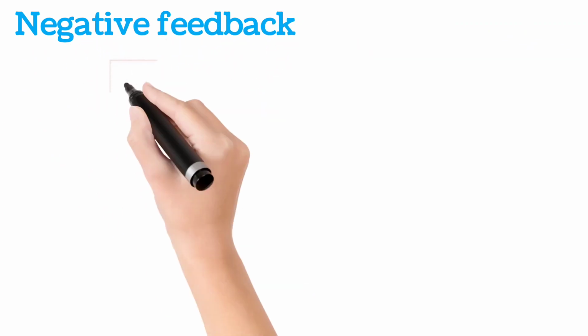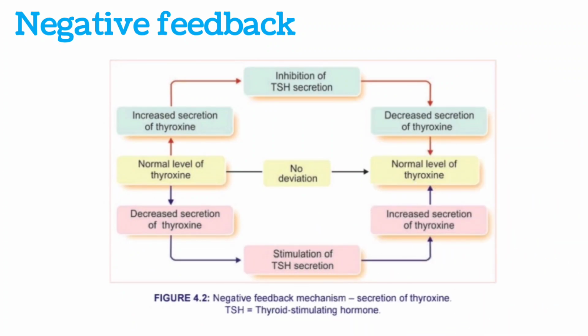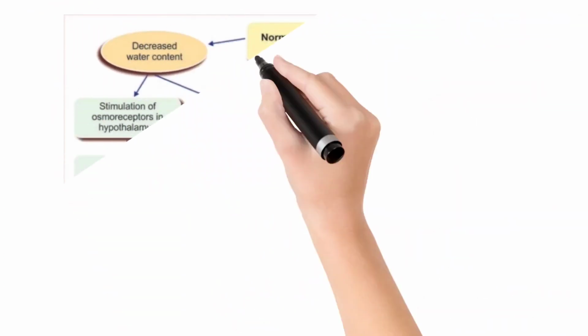So, what is negative feedback? We have a very common example to explain this. For example, we have normal levels of thyroxine. Here there is no deviation from this normal level, and the normal level is continued. But when there is increased secretion of thyroxine, there is inhibition of TSH secretion, which leads to decreased secretion of thyroxine, and again the normal level of thyroxine is achieved. The lower part of this diagram shows that when there is decreased secretion of thyroxine, there is stimulation of TSH secretion, and increased secretion of thyroxine, and normal levels of thyroxine are achieved.